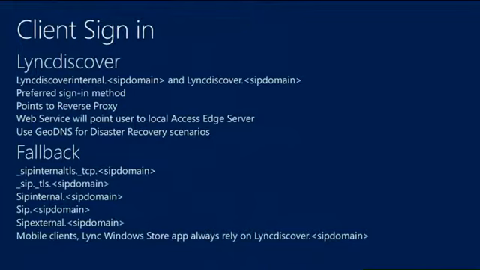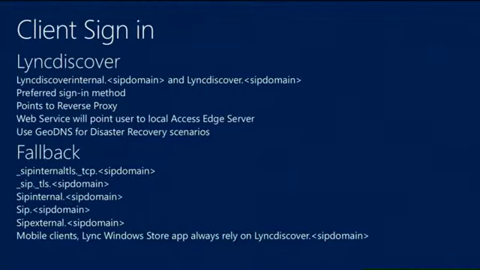And for external scenarios, we recommend to use GeoDNS, so that if you ever lose a site with your reverse proxy, this DNS can now point me to a different reverse proxy and I can still sign in. Because if you lose this reverse proxy, well, how is the user going to learn where his sign-in server is? The Lync clients are still doing the fallback. They are still implementing what we used to do in Lync 2010.